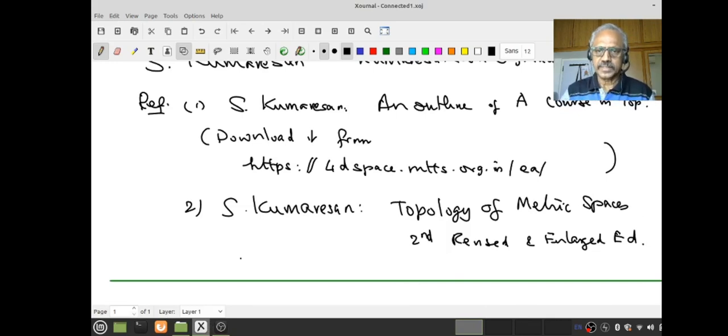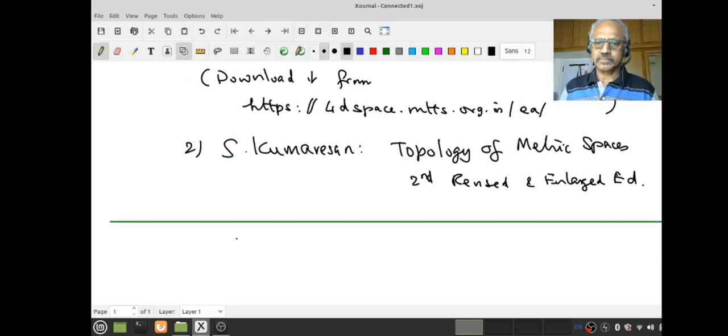As a source, there is an outline of a course in topology I had given, which is available from the usual MTTS website where you can download. It is done with a lot more details in the context of metric spaces, but you will see the proofs do not use any metric spaces. Connectedness does not need the concept of metric spaces. What we need is open sets, closed sets, etc. So you can learn from that.